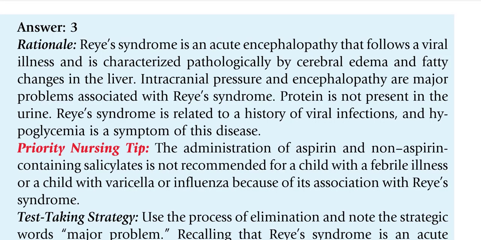Answer 3. Rationale. Reye's syndrome is an acute encephalopathy that follows a viral illness and is characterized pathologically by cerebral edema and fatty changes in the liver. Intracranial pressure and encephalopathy are major problems associated with Reye's syndrome. Protein is not present in the urine. Reye's syndrome is related to a history of viral infections, and hypoglycemia is a symptom of this disease.